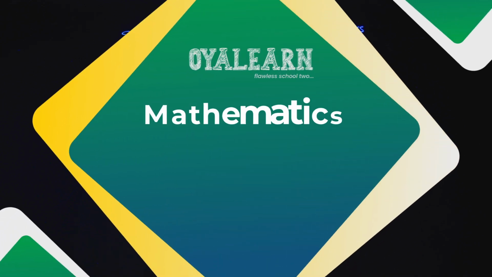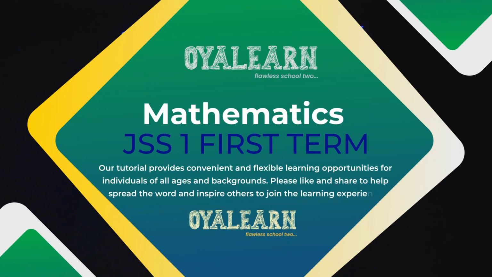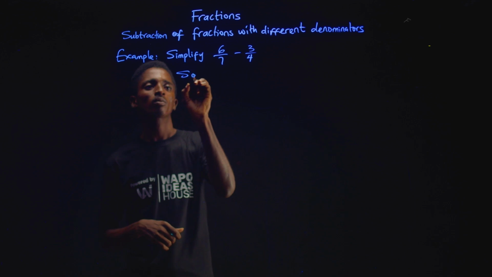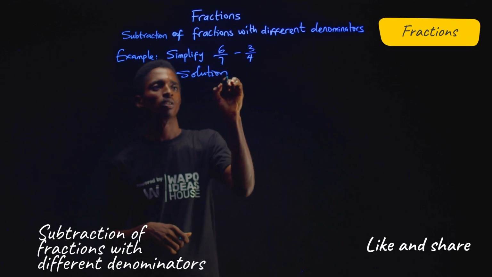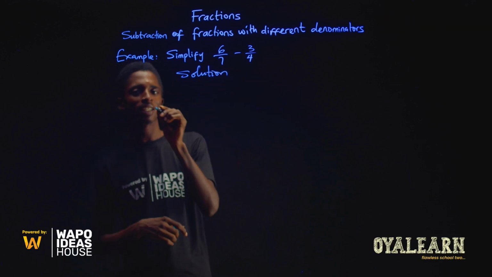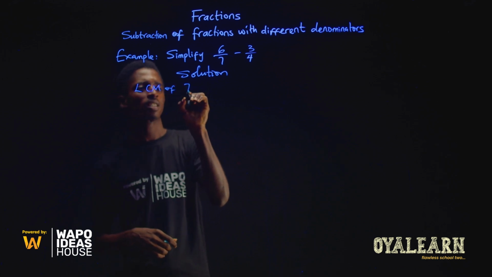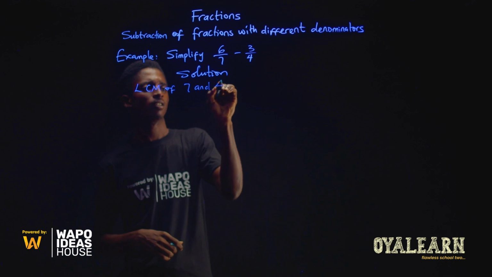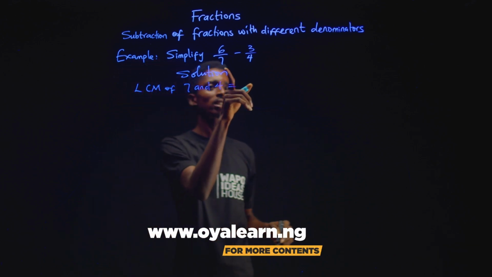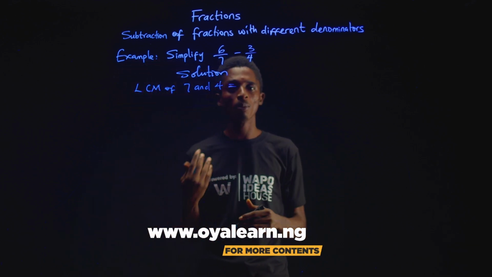Now let us simplify 6 over 7 minus 3 over 4. Solution. Now remember, we still have to find the LCM of the denominators. That is LCM of 7 and 4. Now, when you consider 7 and 4, they do not have a common factor.